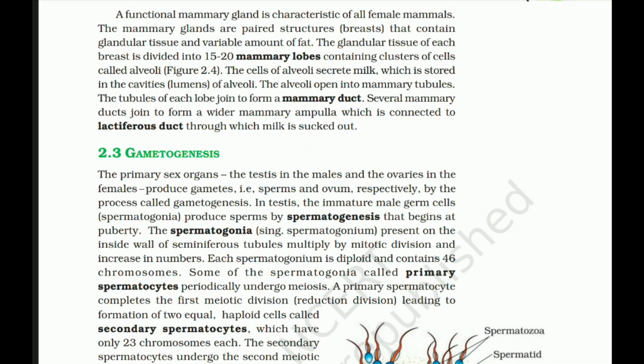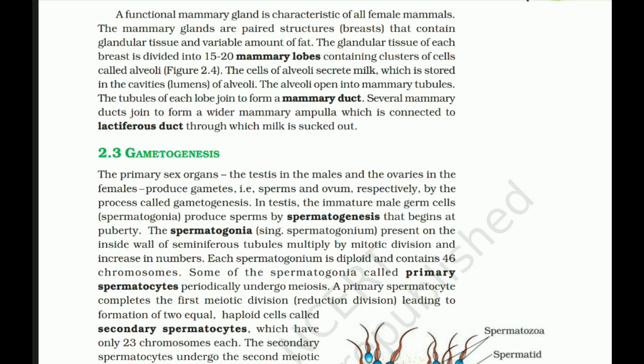Gametogenesis. The primary sex organs, the testes in the males and the ovaries in the females, produce gametes, that is sperms and ovum, respectively, by the process called gametogenesis. In the testis, the immature male germ cells, spermatogonia, produce sperms by spermatogenesis that begins at puberty.